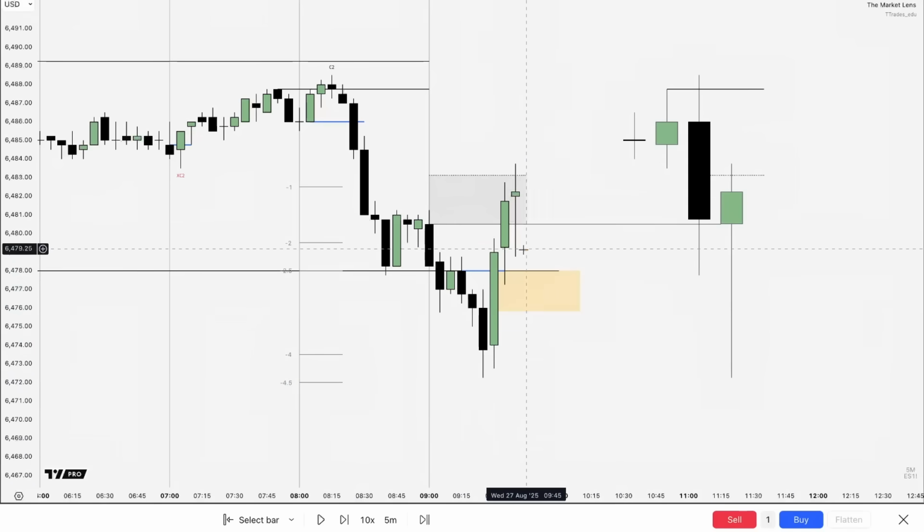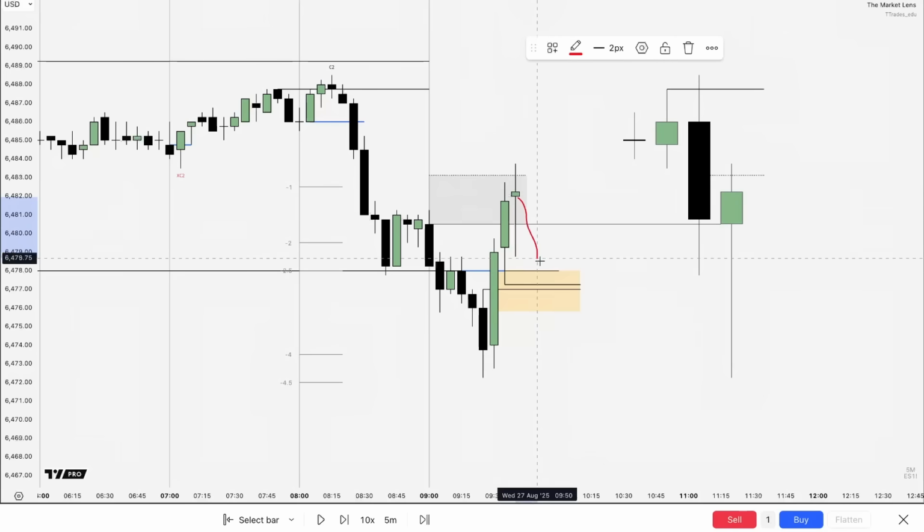This is where I'm looking for price to hold. Now, do I have a point of interest in this area? I do, right? I have a fair value gap right here. So that will be my point of interest, where if I'm looking to trade this, I'm waiting for price to come back into this area to trade it higher.